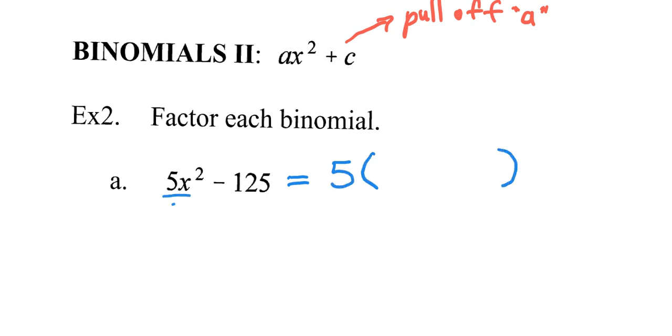Imagine I took this divided by 5 and that divided by 5. So 5x squared divided by 5 is going to be x squared. Okay, so that one's done. Now we've got to think about 125 divided by 5. It's still going to be negative, and 125 divided by 5 gives us 25. Now, we are not done, because this thing here is a difference of squares.